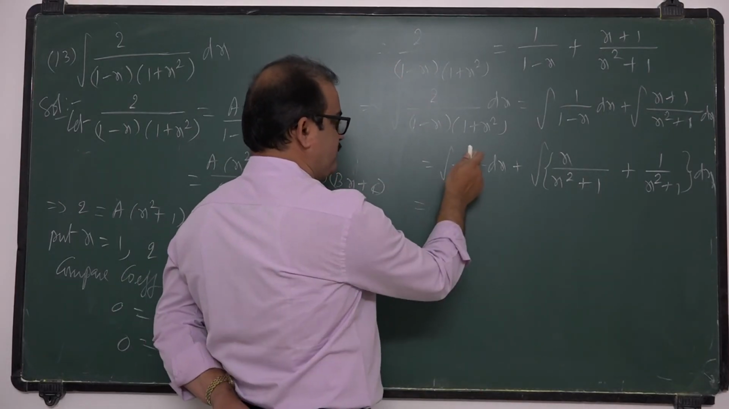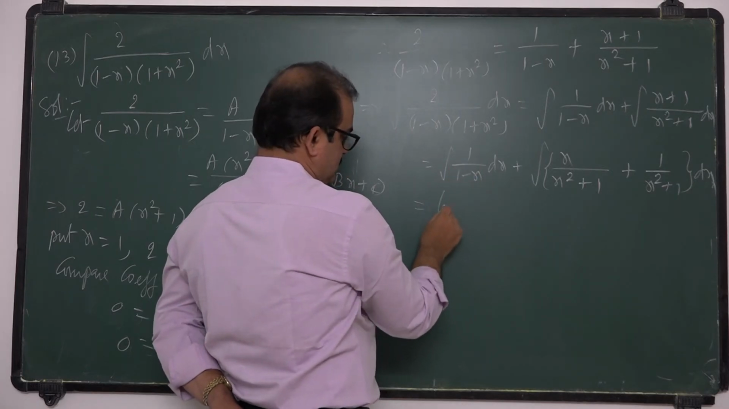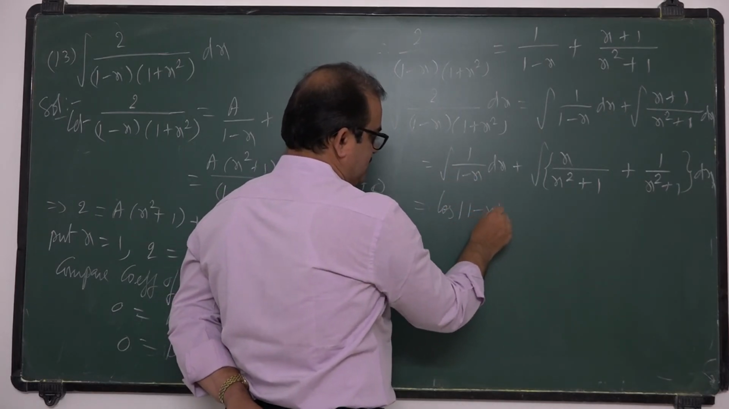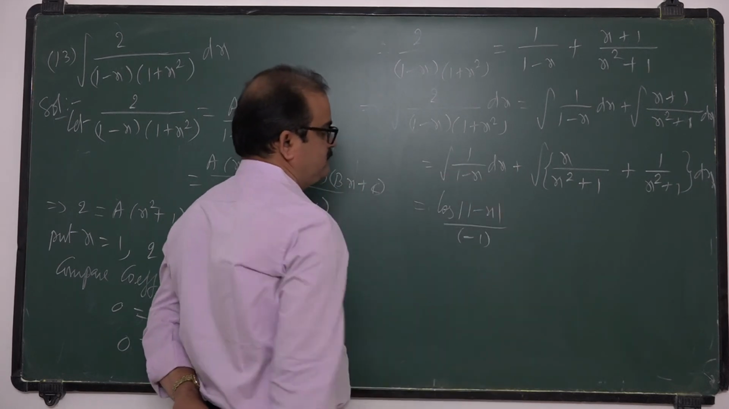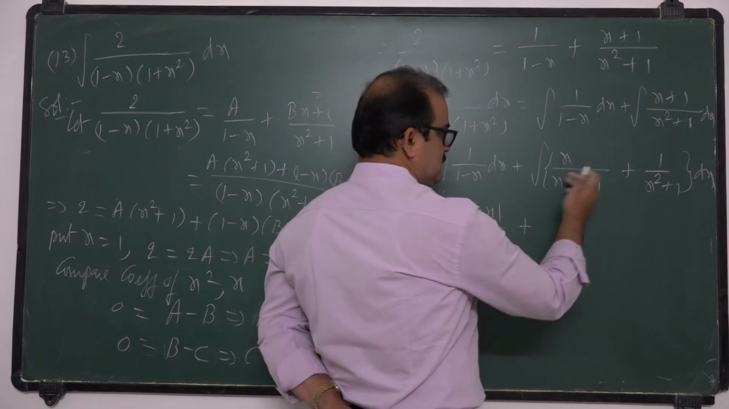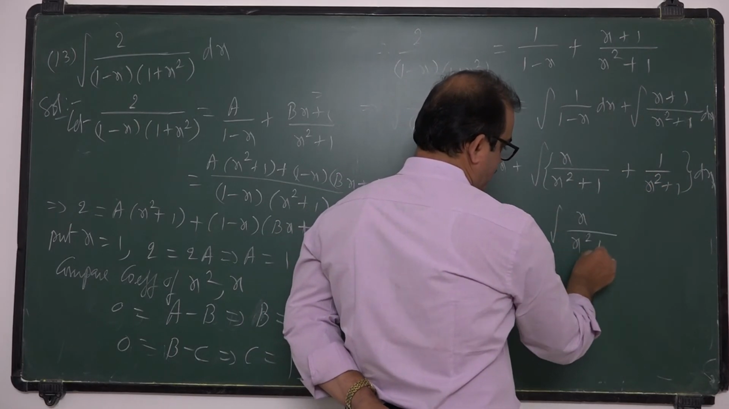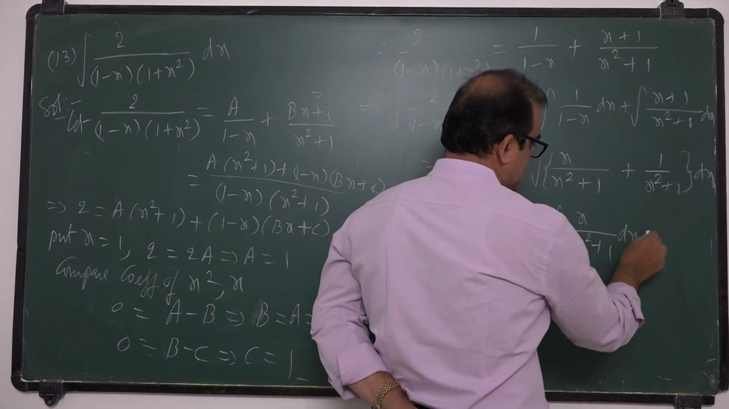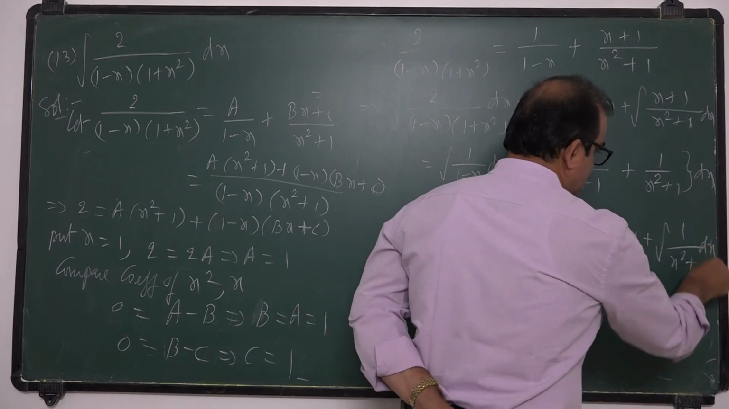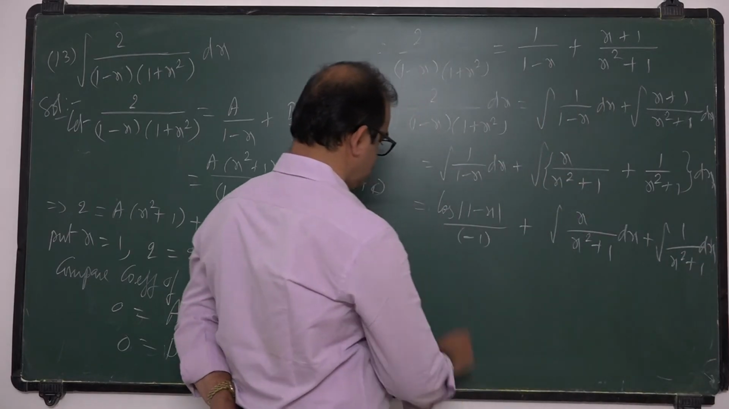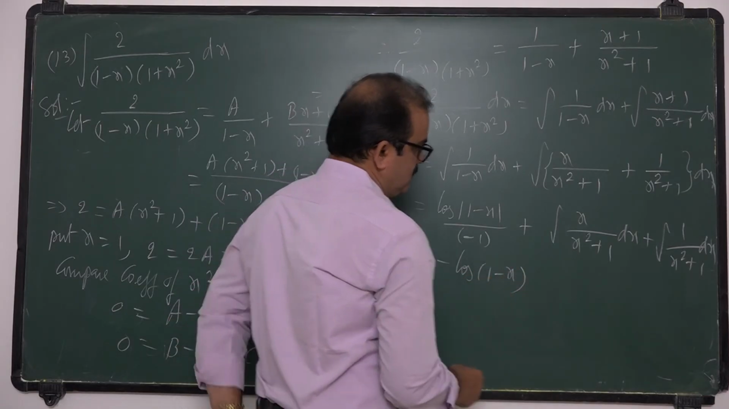The first term is in the form of integral 1 by x, that is log mod x. Here it is log mod (1 minus x) by the derivative of 1 minus x, that is minus 1. Separate the integration: integral x by (x squared plus 1) dx plus integral 1 by (x squared plus 1) dx. The first part is minus log (1 minus x).